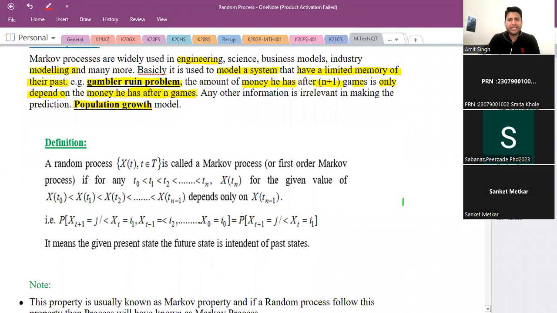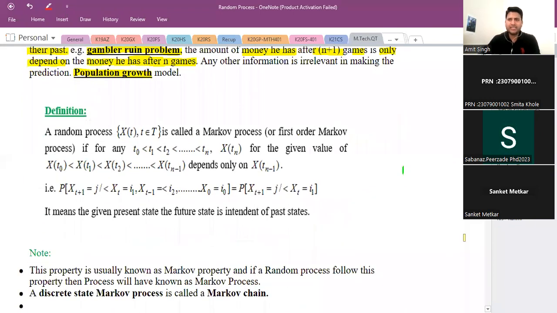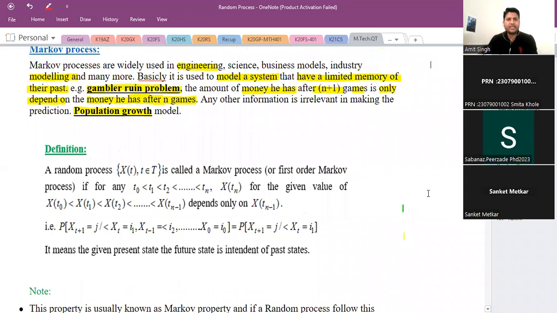Moving ahead, for its mathematical definition, this is the definition in simple words. But if I talk about the proper mathematical definition, let us try to understand what it is.